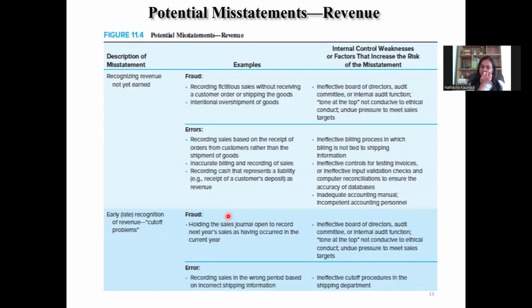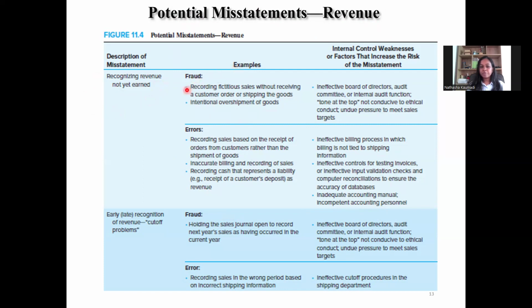Now, I didn't give you the examples, right? That's why here everything is mentioned. See, we'll go through a few things. Potential misstatements coming under revenue. Look at this description of the misstatement. What is that? Recognizing revenue not yet earned. You have recorded revenue, but it is not yet earned, right? Fictitious revenue, that means.